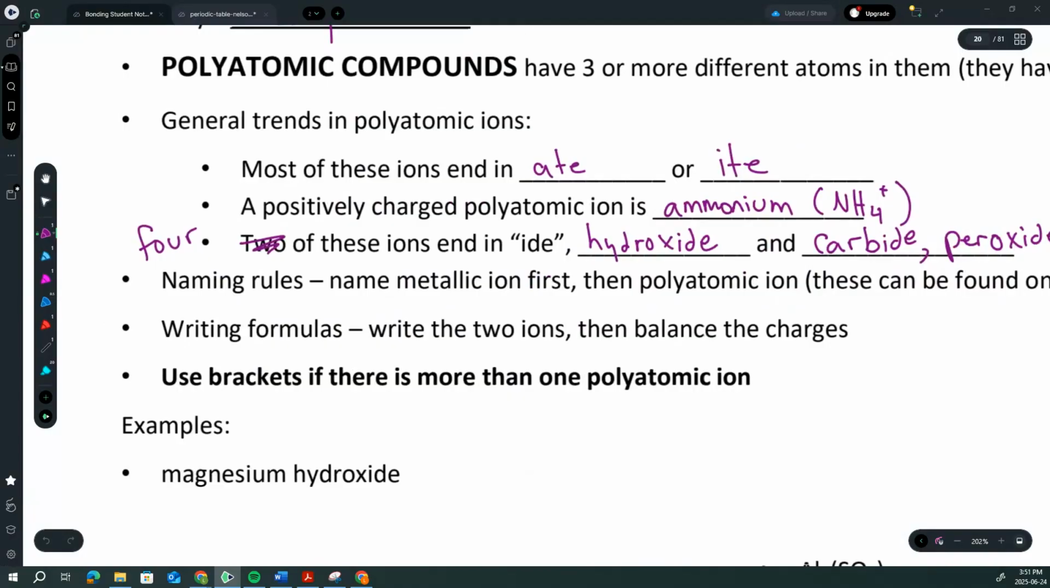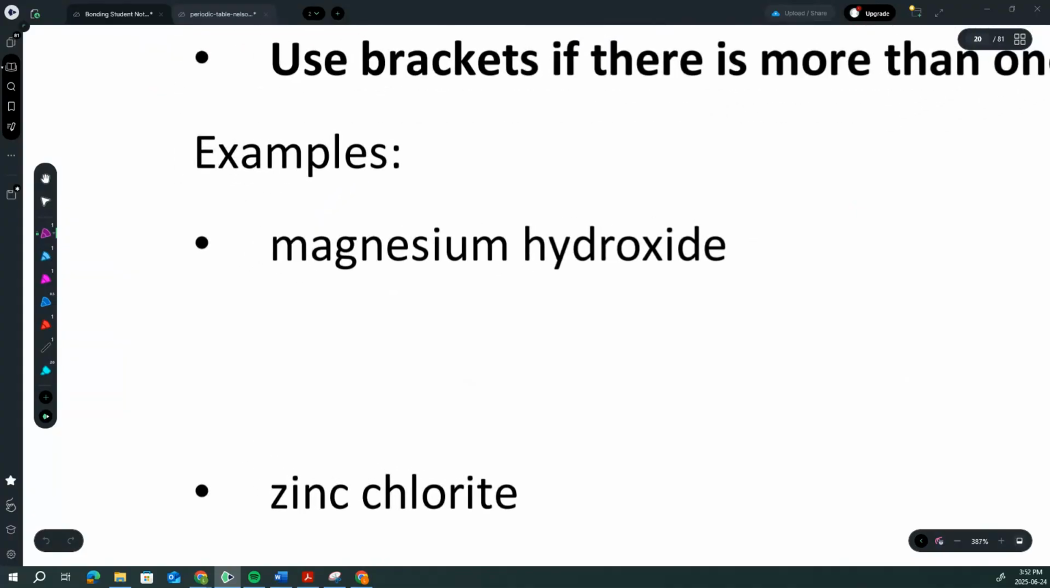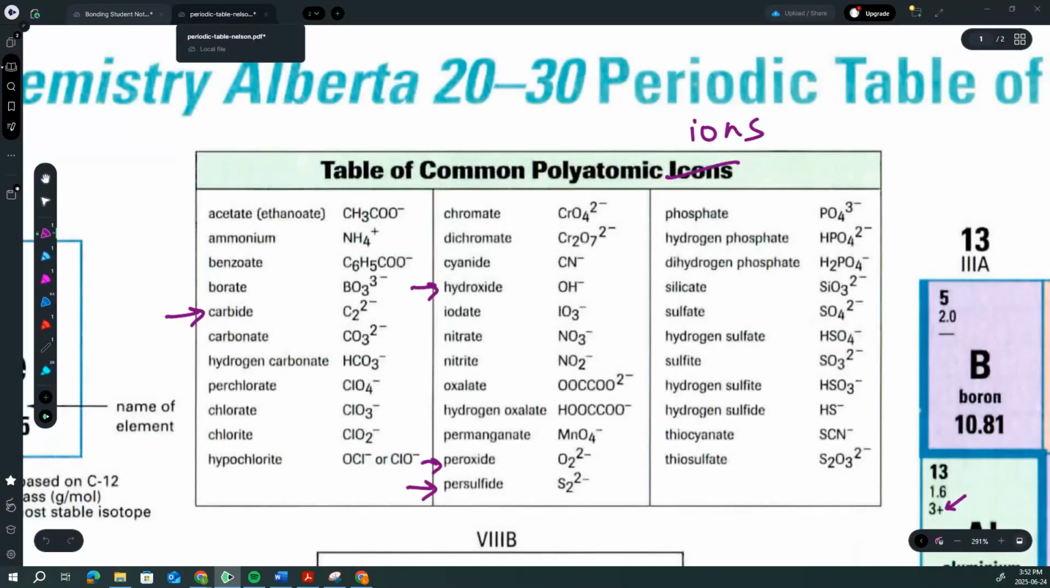Okay, with writing formulas, make sure you write the 2 ions, so the cation and the anion, and balance the charges. Use brackets if there is more than 1 polyatomic ion. If there is not more than 1 polyatomic ion, do not use the brackets. So for example, magnesium hydroxide. So magnesium, the symbol for that is Mg. For hydroxide, the symbol for that is OH 1 minus.